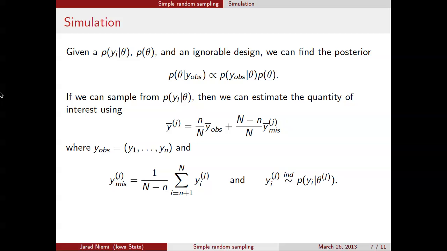So then each y sub i is 6,000 minus 200? No, the i here is indexing school. So this is for school i for iteration j. And i then runs from n plus 1 up to capital N, which is all the different missing data.